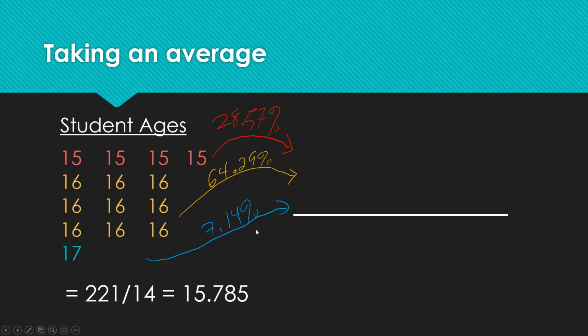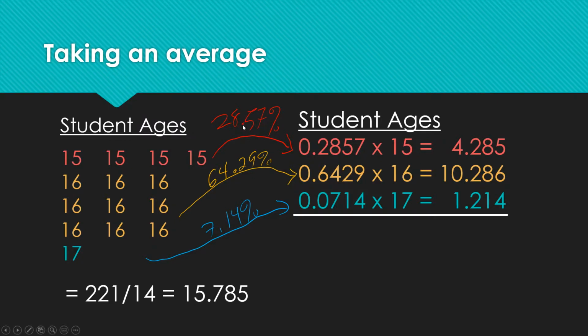So hopefully at some point you've seen how you can turn a percentage into a decimal by moving that decimal over 2 places, 1, 2. So 0.2857 is 28.57%, and 0.6429 is 64.29%, and 0.0714 is 7.14%. So when you're turning percentages into decimals, you just move the decimal over 2 places. All right, then you take that decimal representation of the percentage and multiply it by the age, and you get another number. So you do that for each of the ages, and then when you add this, look, it's the same number. It works just as well.